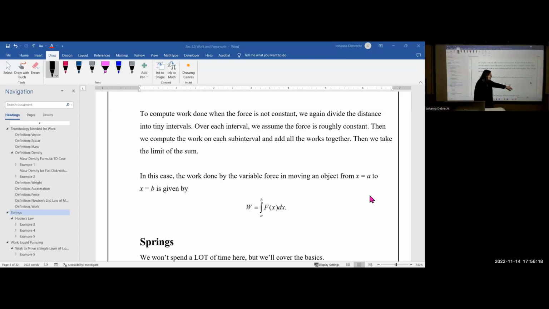Close, but not the same. But delta x and dx are the same. So this is the force applied through this tiny little distance. And then we integrate from A to B, and that gives us the total work done.